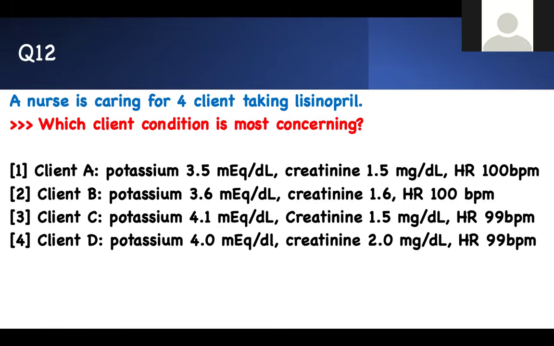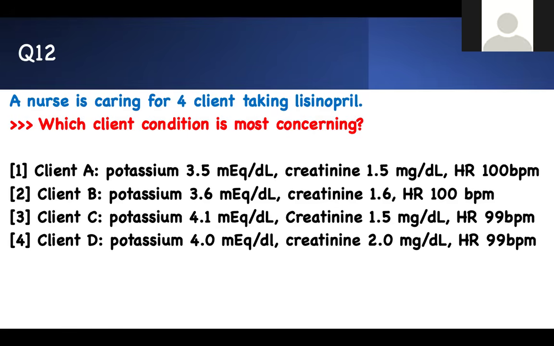A nurse is caring for 4 clients taking Lisinopril. It's an ACE inhibitor. Which client condition is most concerning? The best way to answer this question, think critically. It causes hyperkalemia. What will affect your hyperkalemia? Your kidney function. The rest is history.